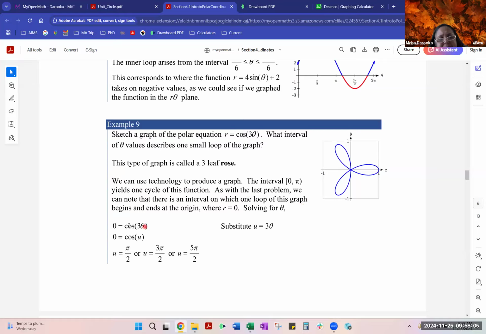They're saying, again, if you look at the last problem, we can note that there is an interval on which one loop of this graph begins and ends at the origin, because just follow one of these loops. You can see we are starting at the origin, we're creating this loop, and then we have to come back to the origin before you would start creating your next loop, which would also then, of course, go back to the origin before you would create that third leaf or the third loop on this. So you are always having to go to the origin.